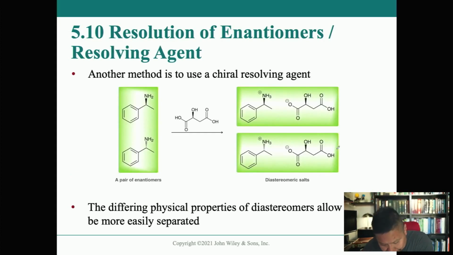So another method of resolving, or separating, two different enantiomers is to use a chiral resolving reagent, a chiral resolving agent, right? And so when you add a chiral resolving agent, and this chiral resolving agent reacts with each of the enantiomers, they will change the physical properties of each enantiomer, and then you can easily separate them based on one of their physical properties, right?